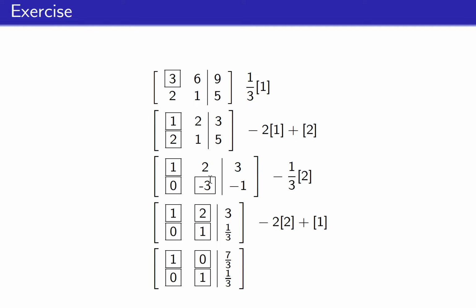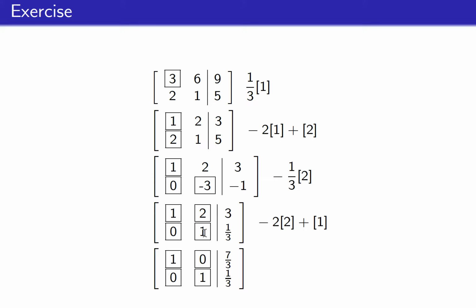Now I want this to be a 1, so I use an operation of type 2. Multiply this by something. What should it be? Negative 1/3. That'll turn a negative 3 into a 1. And indeed it does, at the expense of turning this into 1/3. That's okay. And then last I want to make this 2 into a 0.